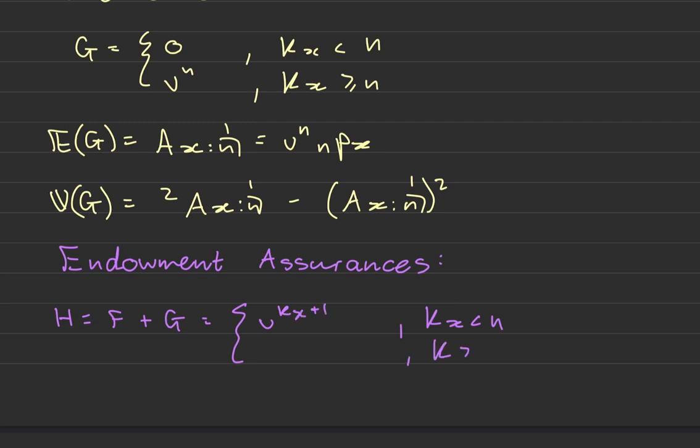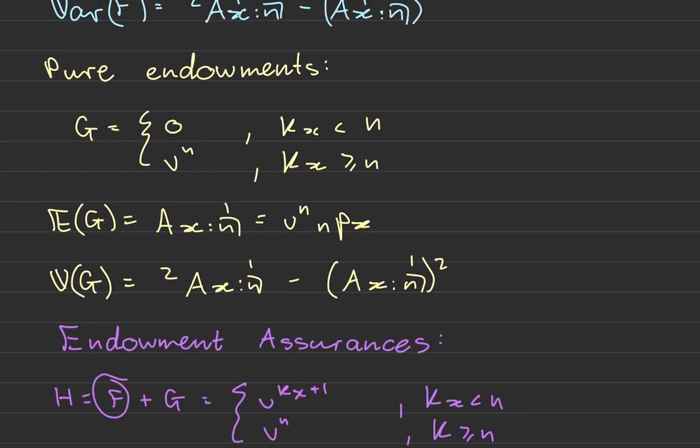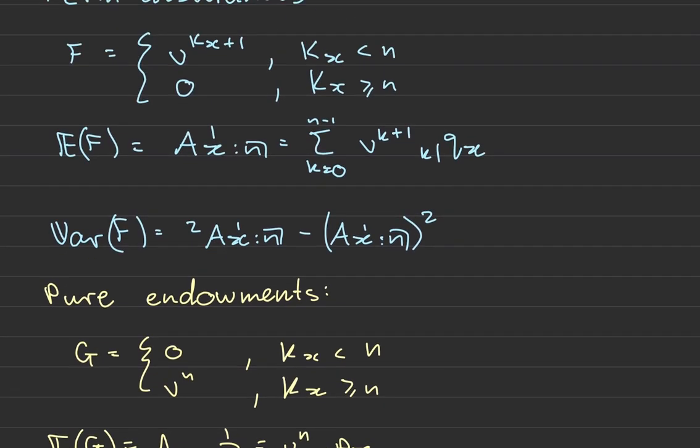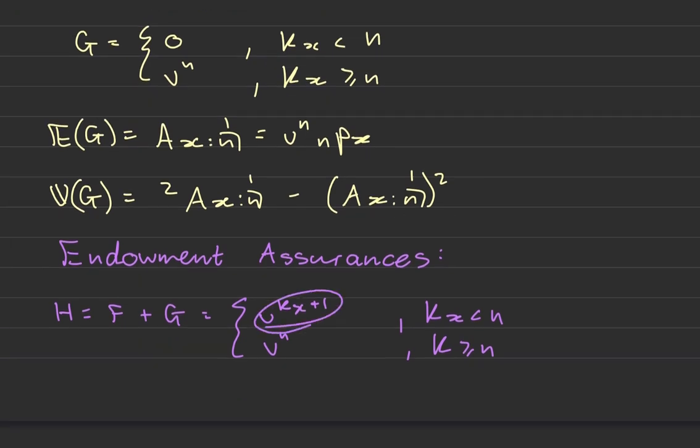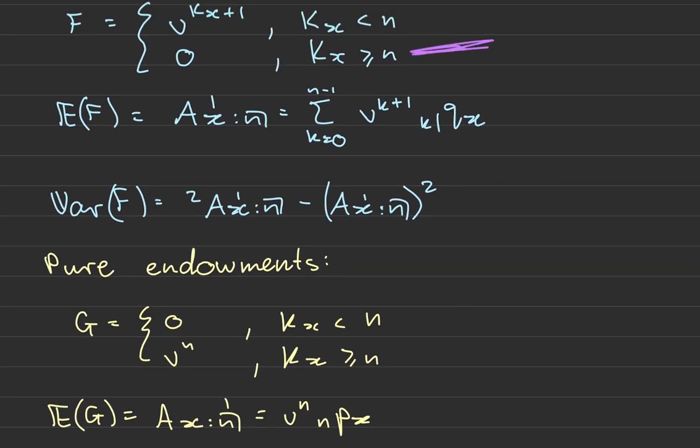And when kx is greater than or equal to n, it equals v to the power of n. So how did I get that? Well, when kx was less than n, g was equal to 0, and f was equal to v to the kx plus 1. And so 0 plus v to the kx plus 1 is just equal to v to the kx plus 1. Okay, then when kx is greater than or equal to n, I just get v to the n, because when kx was greater than or equal to n here and here, I had 0 plus v to the power of n.